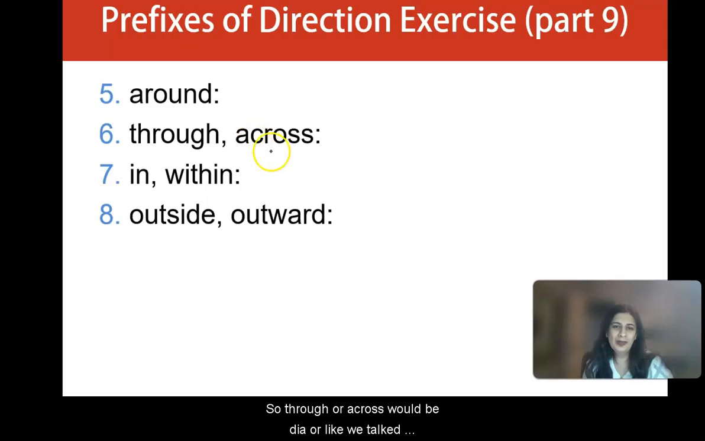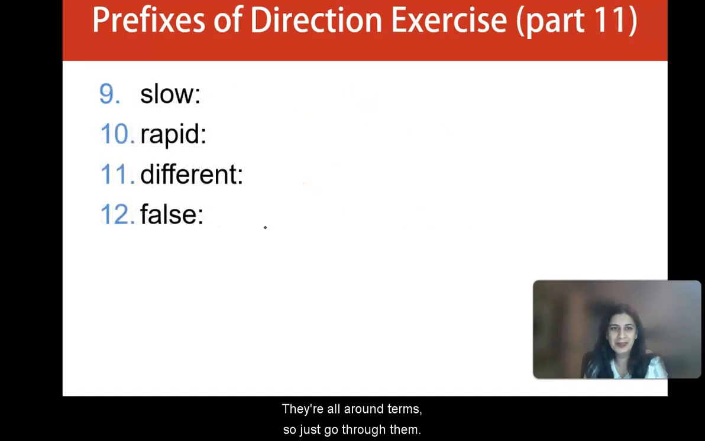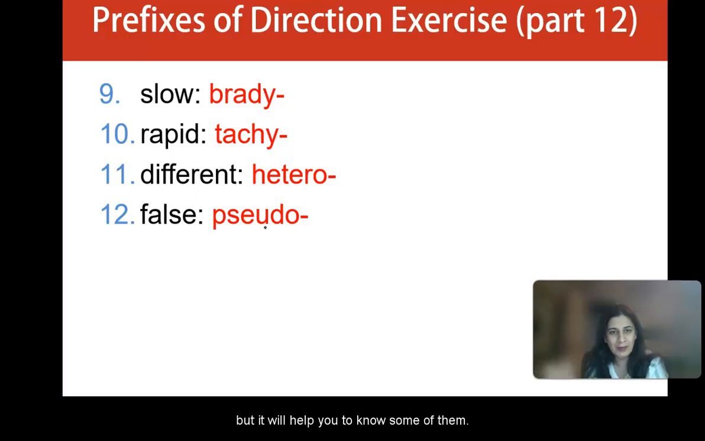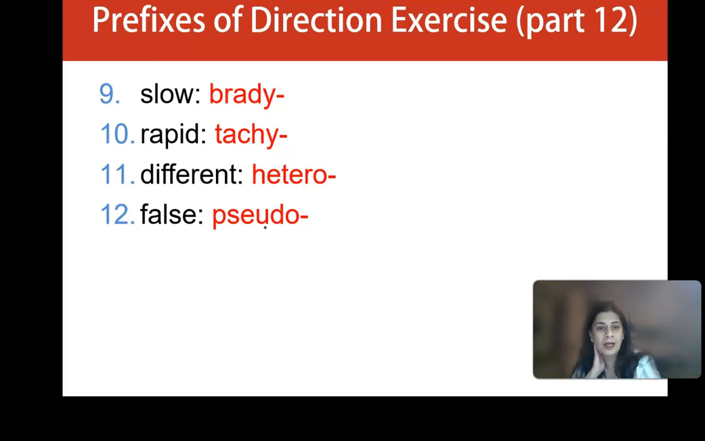So through or across would be, like we talked about, diagonal. Around would be para or circum, like we talked about. Outside has a lot of terms, ecto, exterior, and such. Exo, extra. So dia, through, across, and trans, circum, and peri, para, they're all around terms. So just go through them. I don't expect you to know all of them, but it will help you to know some of them. Many of them you already know, and I'm sure you use them.